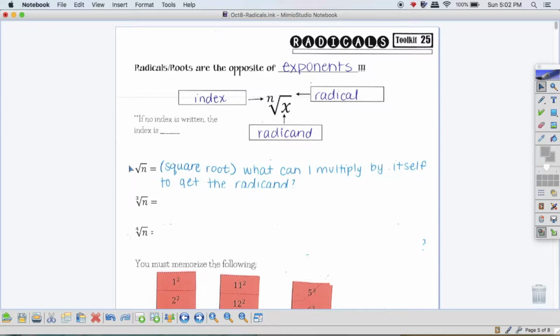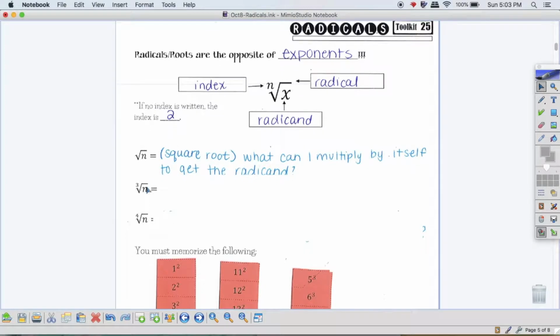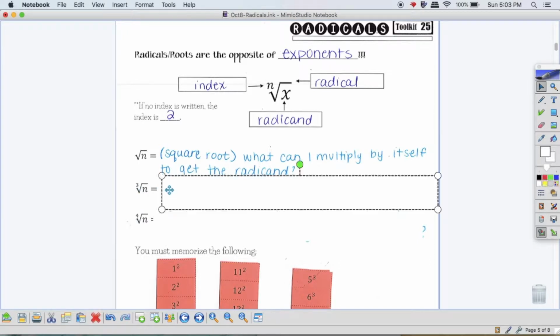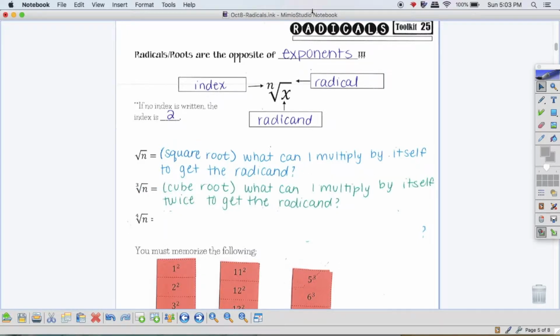So you'll notice for a square root there is no index. So let's think about what the index would be if there is no index written. Since it is square root, the index is 2. If the index is 2, you do not have to write it. Okay, and then when there's a little 3 inside the check mark, that is called the cube root. It means what number can I cube to get the radicand?